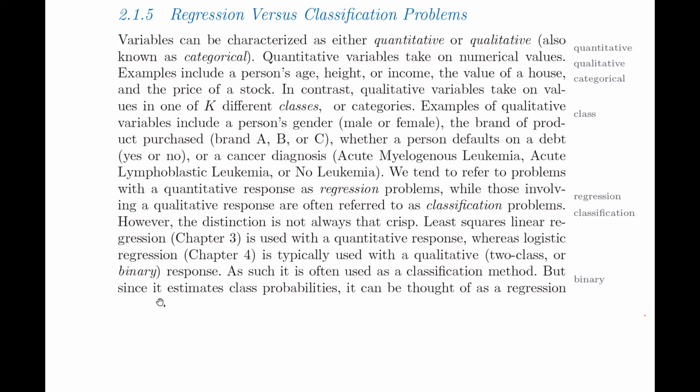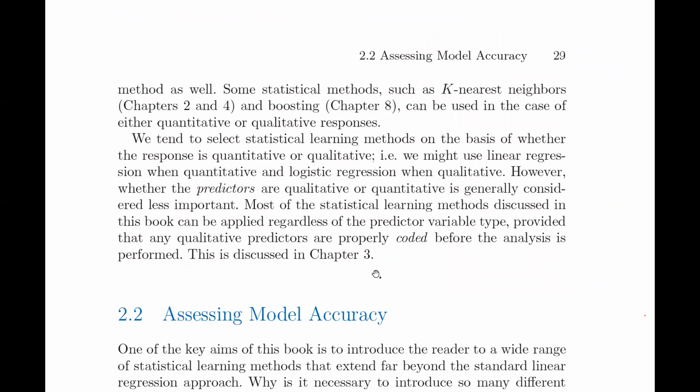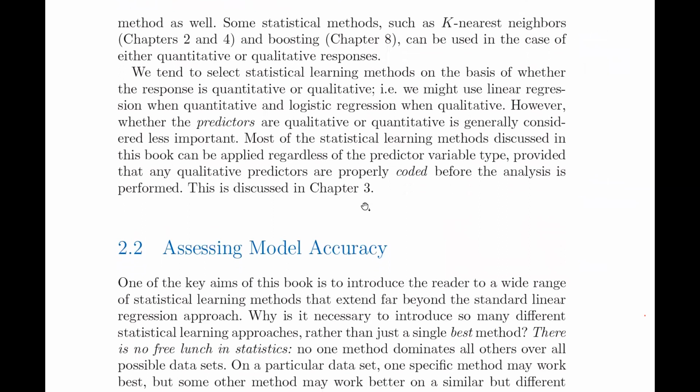Moving on, but since it estimates class probabilities, it can be thought of as a regression method as well. Some statistical methods, such as k-nearest neighbors, chapter 2, chapter 4, and boosting, chapter 8, can be used in the case of either quantitative or qualitative responses. And that would be classification, I would imagine.